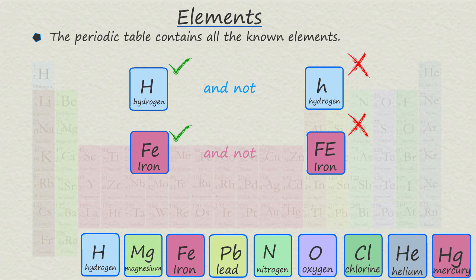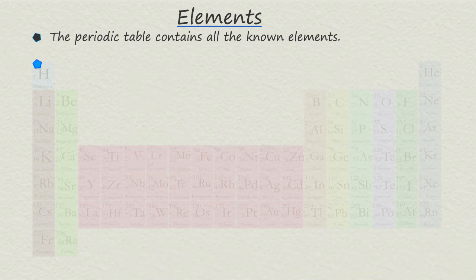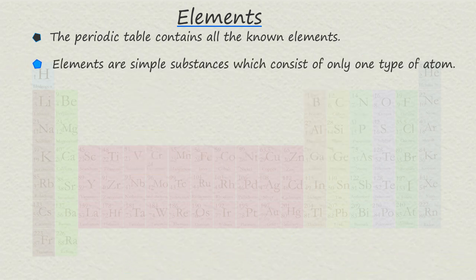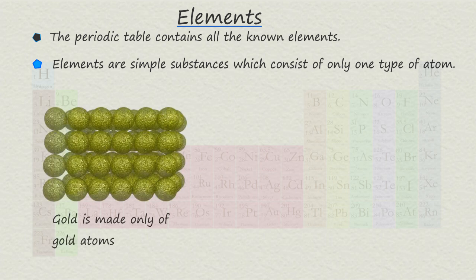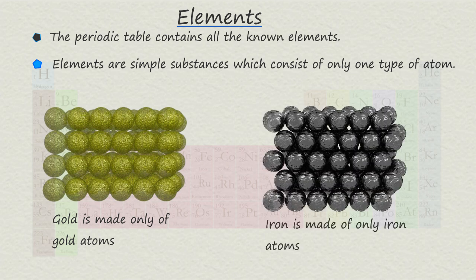Now what is different about elements is that they are simple substances composed of only one type of atom. For example, gold is a metal which consists of only gold atoms, or iron is another metal which consists of only iron atoms. Now all the gold atoms are identical to each other, and all the iron atoms are identical to other iron atoms, but the atoms of gold are very different from the atoms of iron.